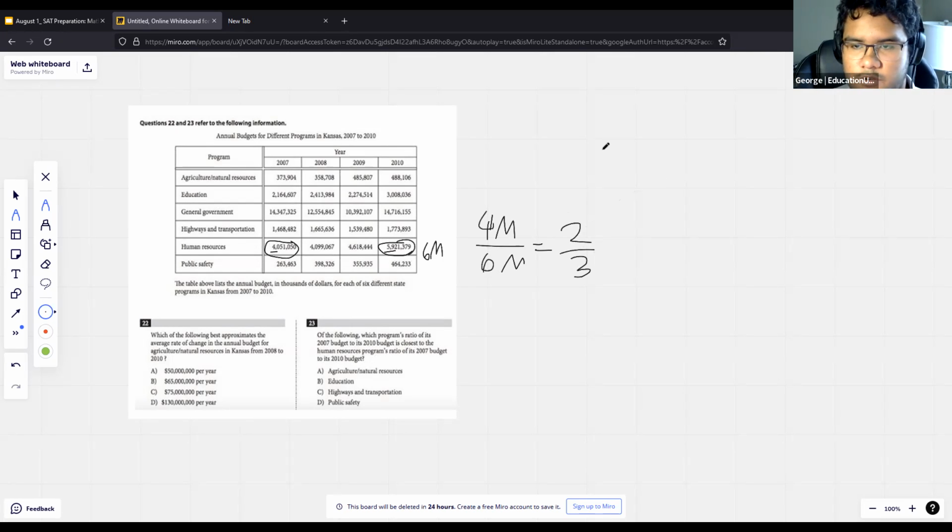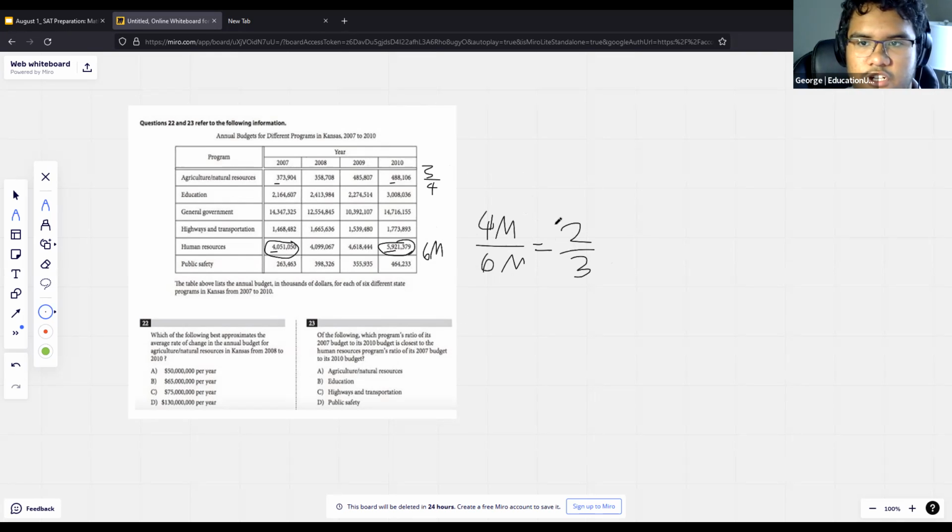So from there, you can apply the same trick of focusing on the biggest digit, the millions digit, in the other programs to figure out which one has the closest ratio. So let's look at the examples here. For agricultural natural resources, this one only has thousands, but you can see the biggest digit here is the 100,000, which is 3 in 2007, and in 2010 it's 4. So the approximate ratio would probably be something like 3/4. So that's not very close to 2/3.